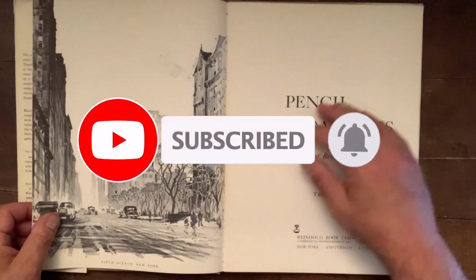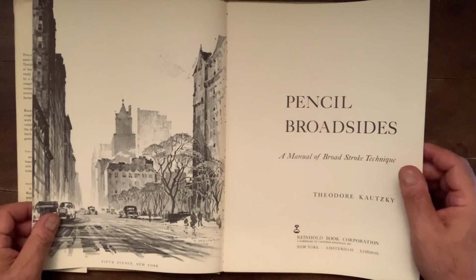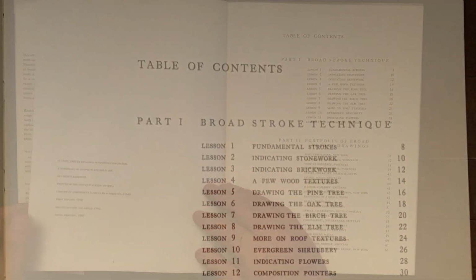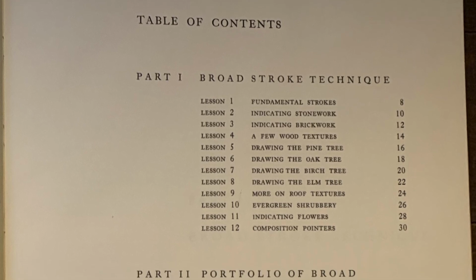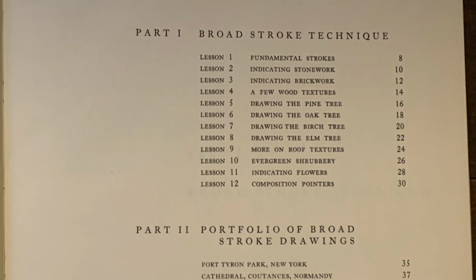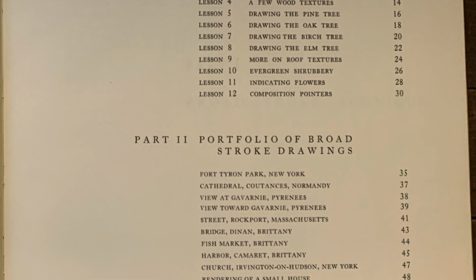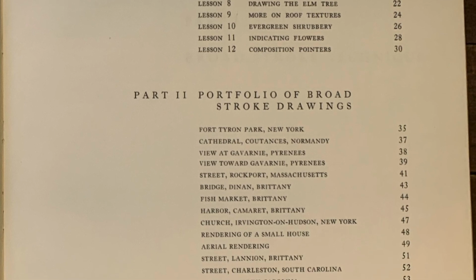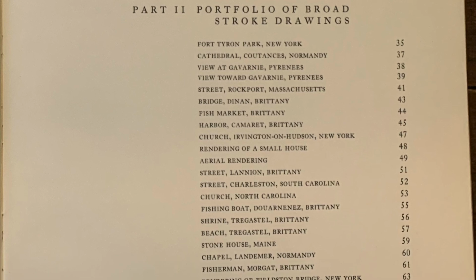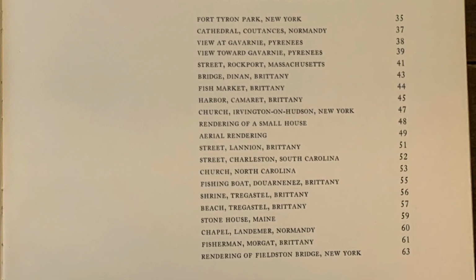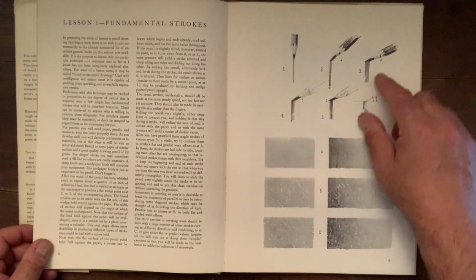He goes on to explain how to use the broadside of the pencil for landscape drawings. And he goes over fundamental strokes indicating stonework, brickwork, textures, drawing a pine tree, oak tree, birch tree, elm tree, roof textures, shrubbery, flowers, composition, pointers. He has a portfolio of broad stroke drawings and a list of the different locations where he drew them. One notable place for me is a street in Rockport, Massachusetts. I love Rockport. He goes on to explain how to adjust your point to get the broad stroke.